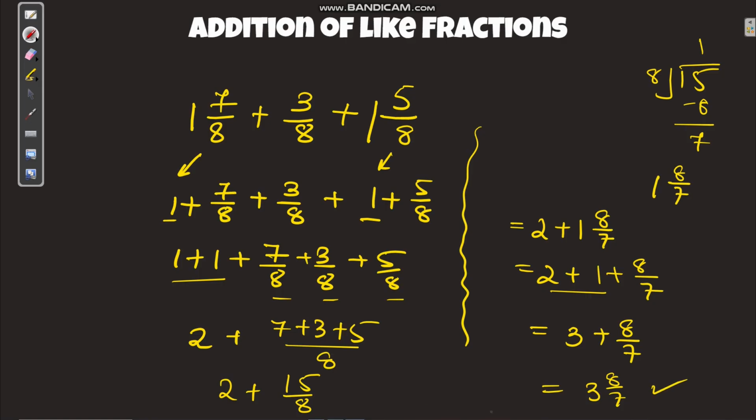You can also try to solve it by converting it into an improper fraction, that is 8 ones is 8. 8 plus 7 is 15 by 8. And this will be 8 into 1 is 8 and plus 5 is 13 upon 8. So you can solve it in that way also.